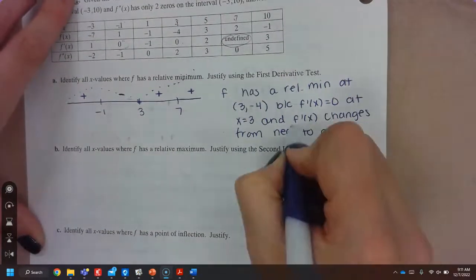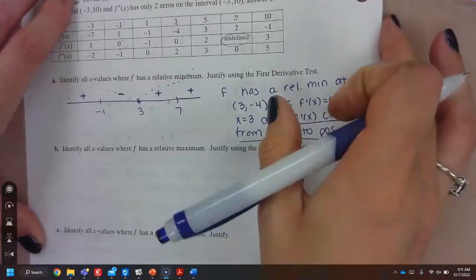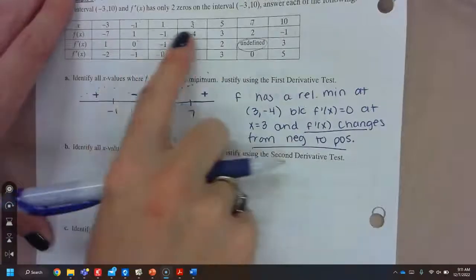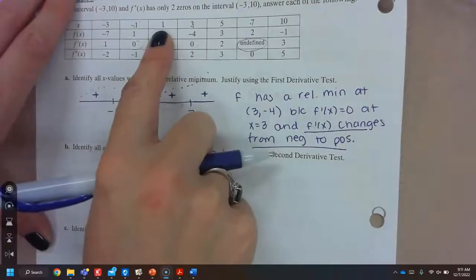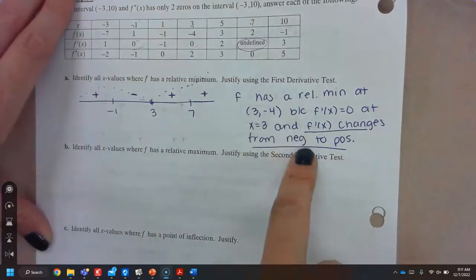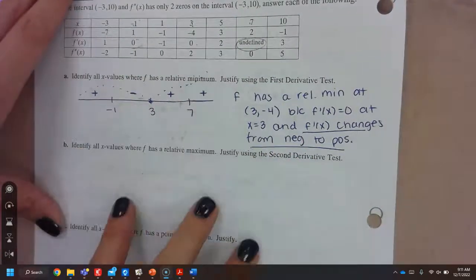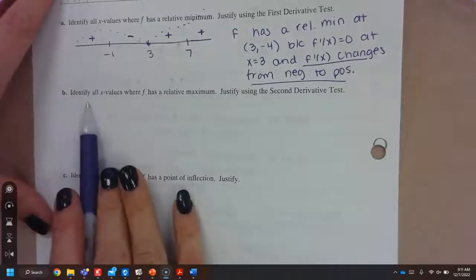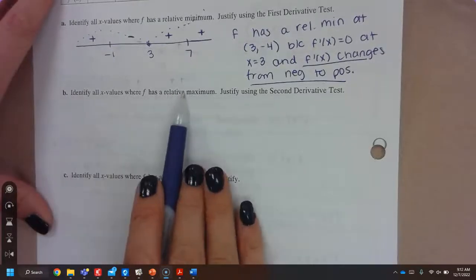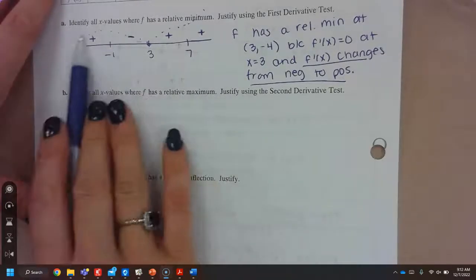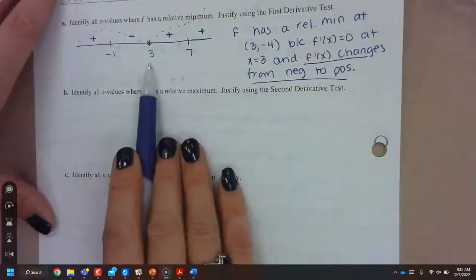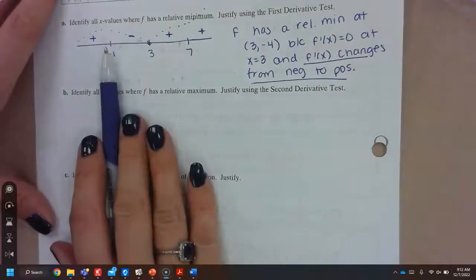But this is your justification. You can't say what f is doing because you have no idea. We do know this leads to that, though. Does that make sense? Okay, identify all of the x values where you have a max. Well, the work is already done right here. So all you have to do is put that into a sentence.